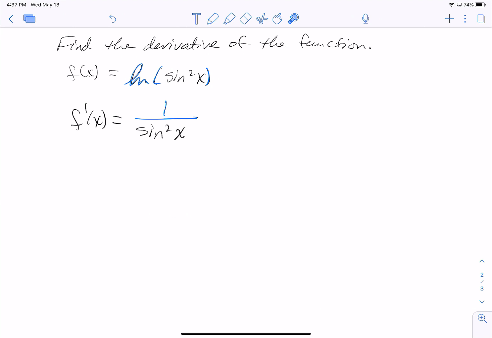The chain rule says, though, that I need to differentiate the inside function, right? So let's look at the sine squared of x. As a reminder, the sine squared of x is the same thing as the sine of x, whole thing squared. And so in terms of nested functions here, we have the natural log on the outside, a squared in the middle, and then the sine function as the inner function.